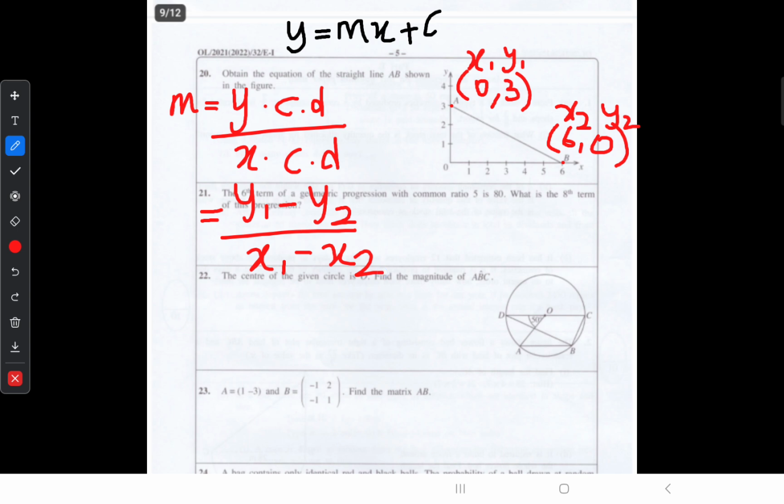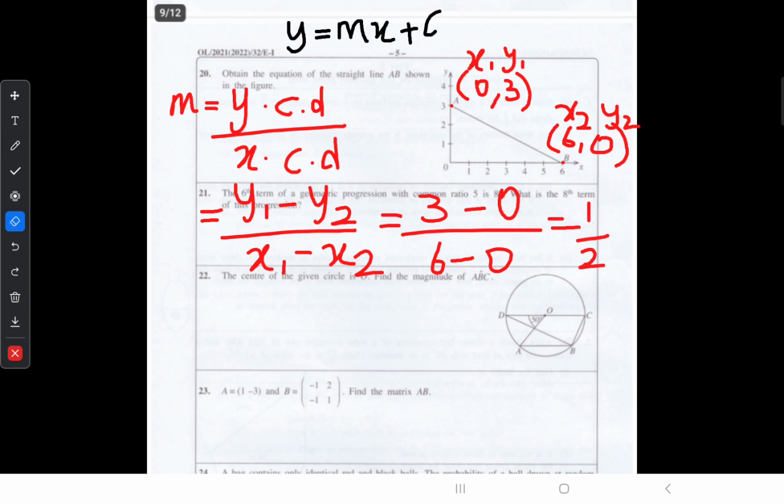Here another important thing is that when you are subtracting from the first coordinate in y, in x also you should subtract from the first coordinate. What it means, I'll explain. Our y1 is 3 minus y2 equals 0. Some students made this mistake: they subtract directly from the higher value to the lower value, 6 minus 0, so the answer would come out wrong. Students made such mistakes in past papers.